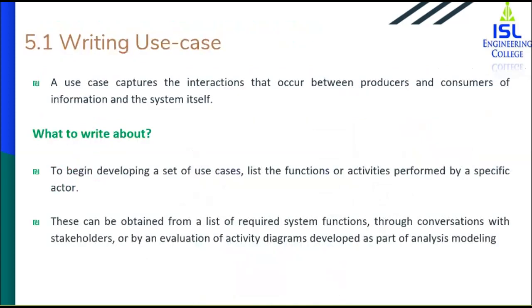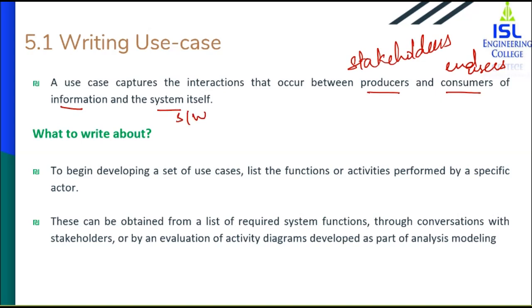So within the use case diagram, the first step is writing a use case. What are you going to write within a use case? Now this use case is going to capture the interactions that occur between the producers and the consumers. The producers are your stakeholders and the consumers are your end users. So the communication is going to take place between the producers and consumers of information and the system itself. That is, what the information is used for and the software that you're developing, the entire system. It is the communication between these two people about these two things.